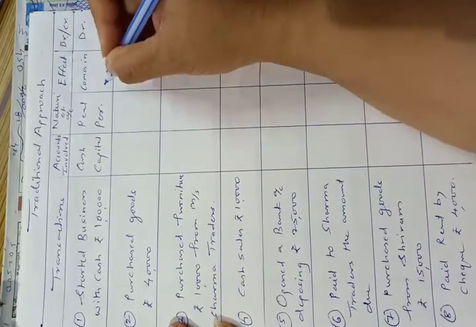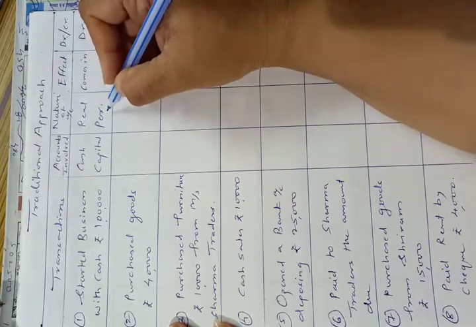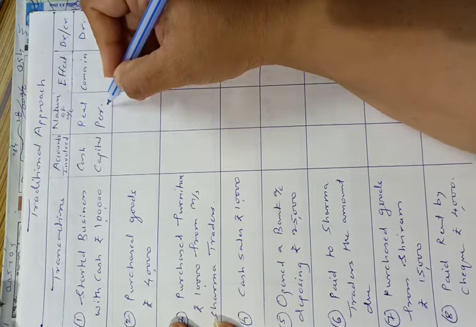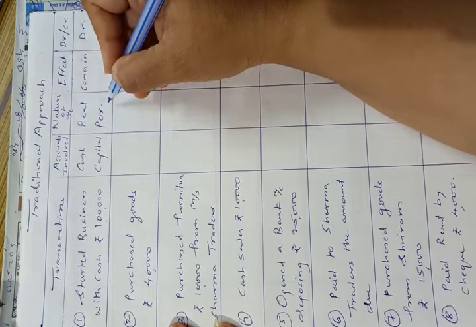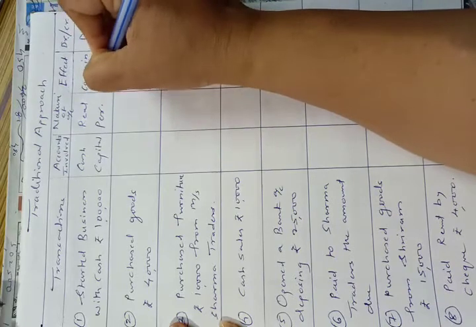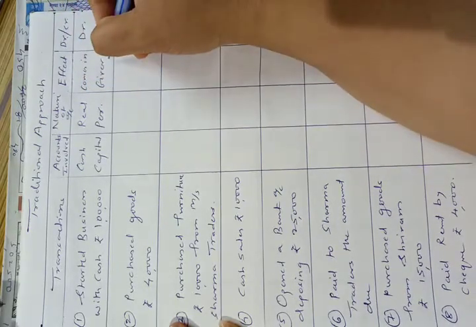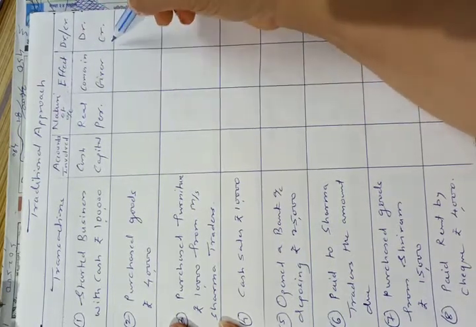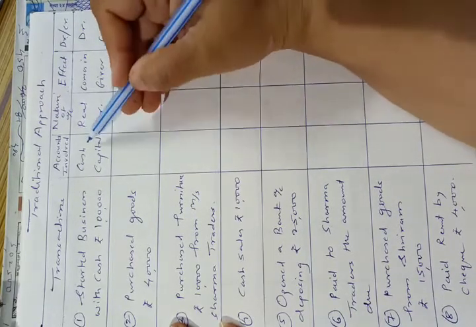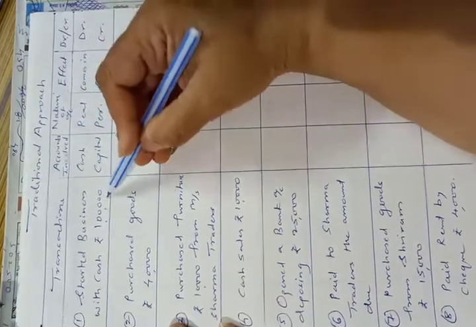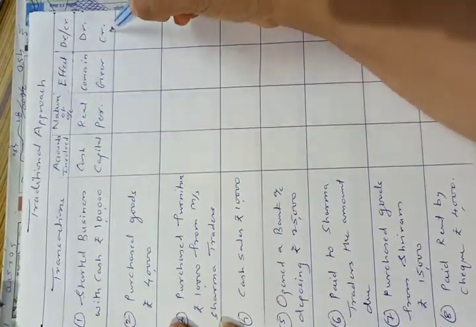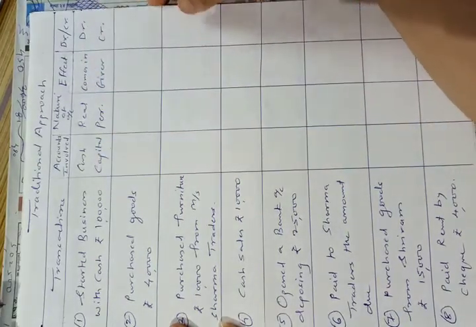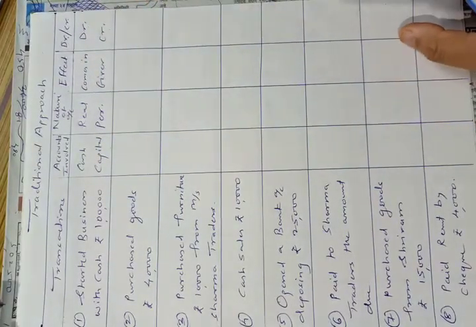And now capital account is owner's capital account. It is a personal account, and the rule says that debit the receiver, credit the giver. Here the owner is the giver of this cash, so giver. Okay, and the rule says that credit the giver, so capital account will be credited. So in this entry, cash account will be debited by rupees 1 lakh and capital account will be credited by rupees 1 lakh. Understood? Now the second transaction.